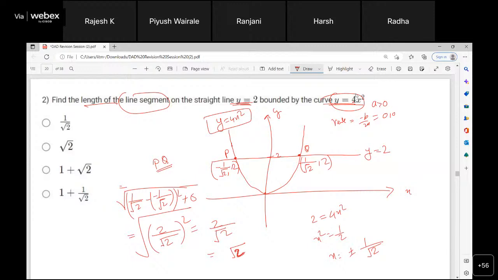Anyone, any doubt in this calculation part? This part is clear, right? How to find out the coordinate. Yeah. So this thing we can write as root 2 into root 2. So root 2 gets cancelled. So root 2 is the answer. Okay.